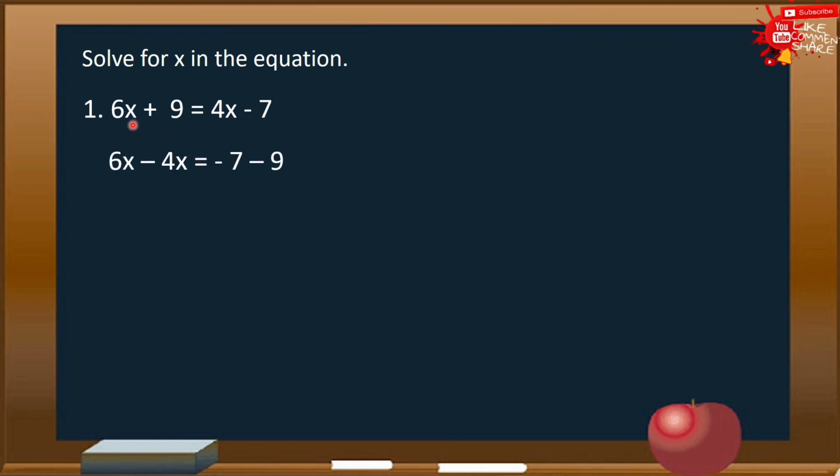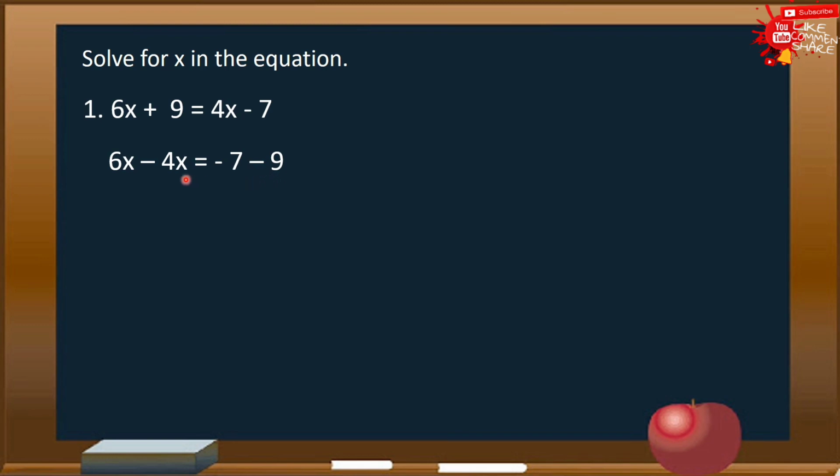So, we have here 6x, kopya. Then, we have here 4x. Kailangan natin siyang i-move sa left side kasi may variable siya together with the 6x. So, dahil 4x positive, we will make it negative 4x. Then, equal, kopya lang si negative 7. Then, we will move plus 9 or positive 9 to the right. So, we get the opposite of it. It will become minus 9.